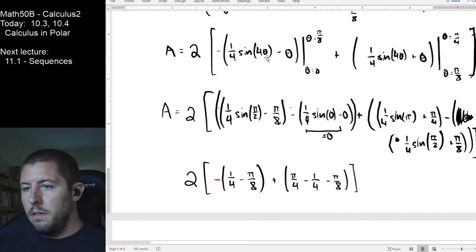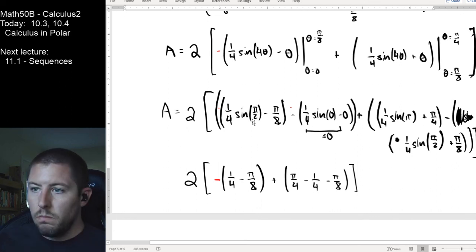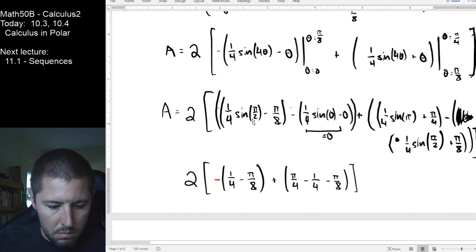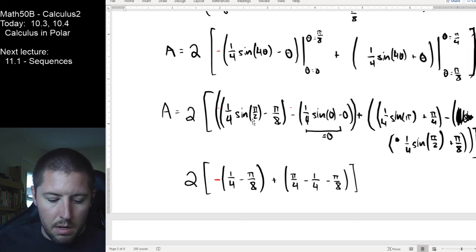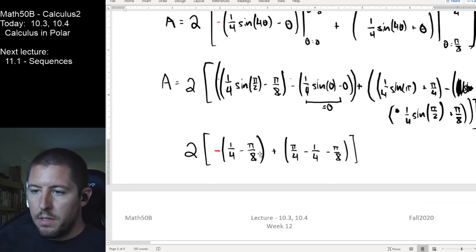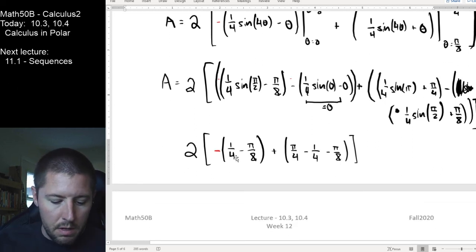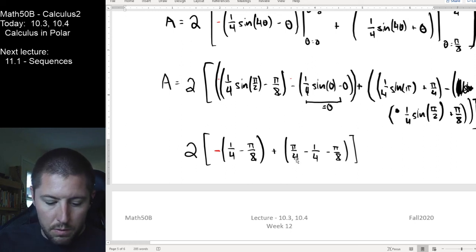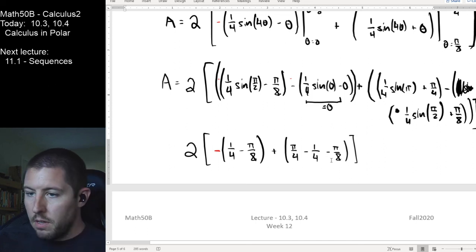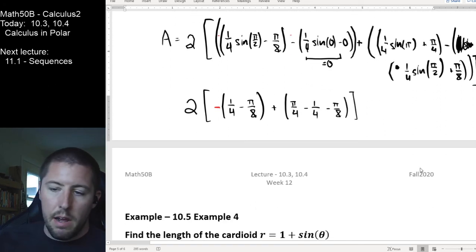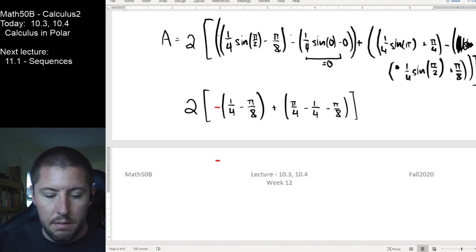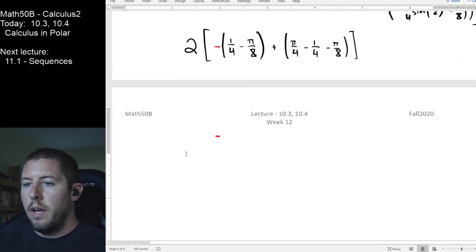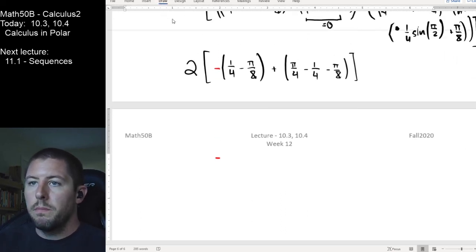Pi eighths, 4 times pi eighths is pi halves. Oh, I'm talking myself out of that. So I should be getting pi eighths minus pi fourths. That's all good for our first grouping. For our second grouping, I should be getting pi fourths minus 1/4 minus pi eighths. Okay, I think I've got this all correct here now. That was only 1 dropped negative right there. That wasn't too bad. Go ahead and bring that red with me.